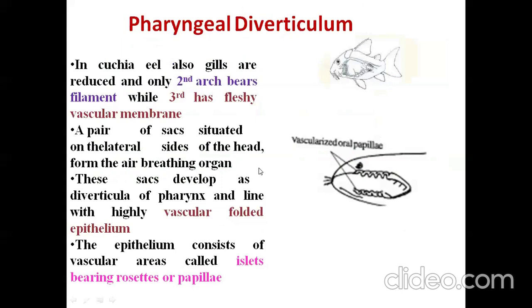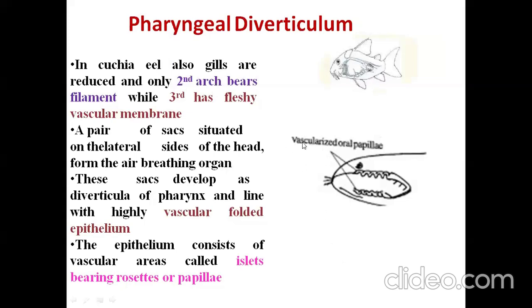And the next one, we move on to the pharyngeal diverticulum. In Cuchia eel, also, gills are reduced and only the second arch bears the filament, while the third has a fleshy vascular membrane. Always, vascularized means they are used in respiration. A pair of sacs situated on the lateral sides of the head form the air breathing organ.